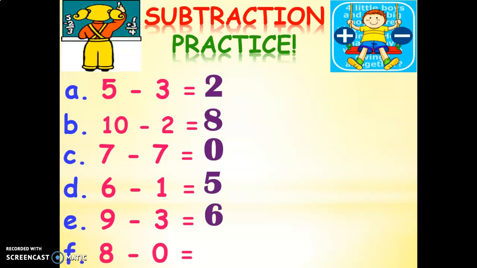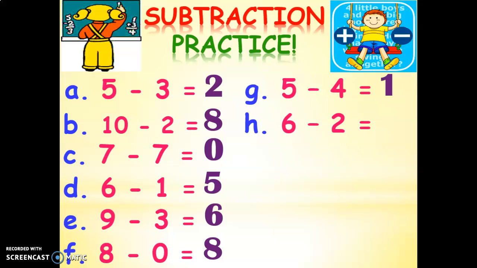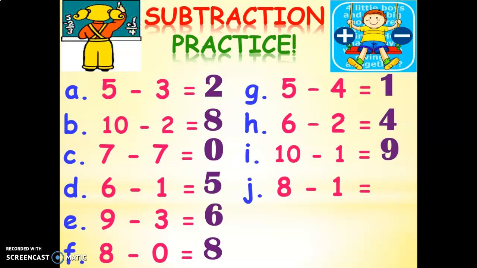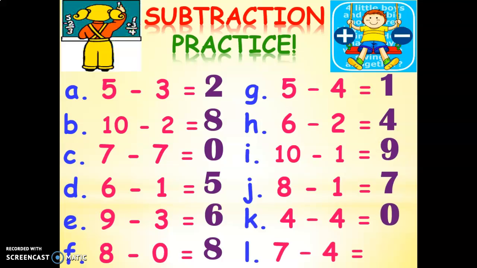You have 8 minus 0. The answer is 8. How about 5 minus 4? This is equal to 1. 6 minus 2, the answer is 4. 10 minus 1, the answer is 9. 8 minus 1 equals 7. You have 4 minus 4 equals 0. And 7 minus 4 equals 3.